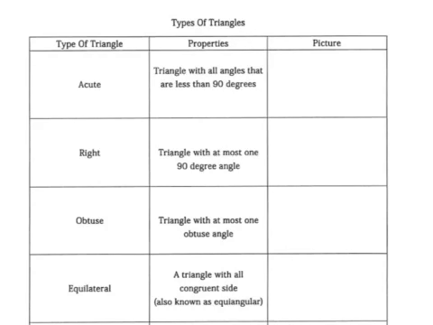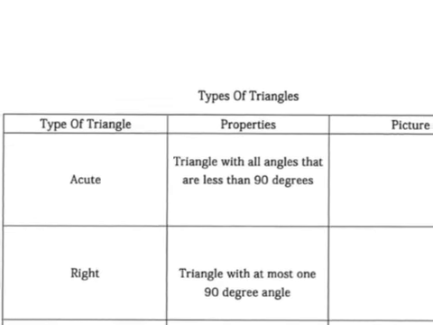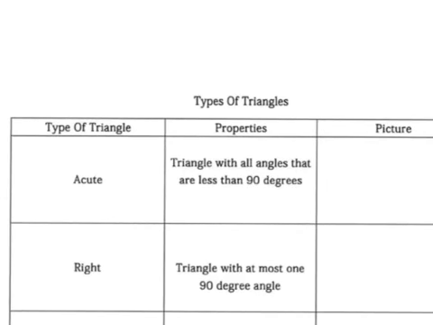Please make sure you have page 7 out in your packet and we're going to copy down these examples. The type of a triangle, the first one is acute, and it's a triangle with all angles that are less than 90 degrees. So I'm just going to draw a regular triangle. Most triangles that we typically draw are acute.